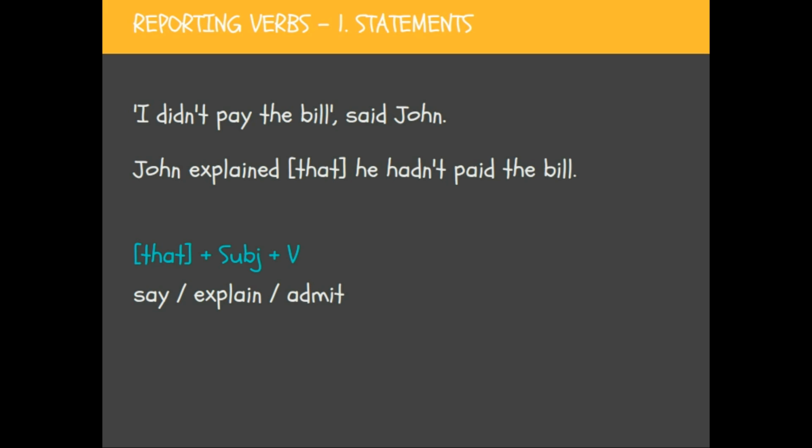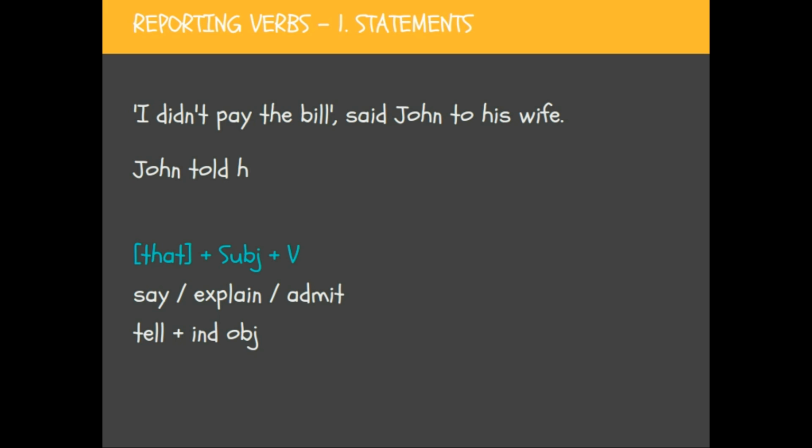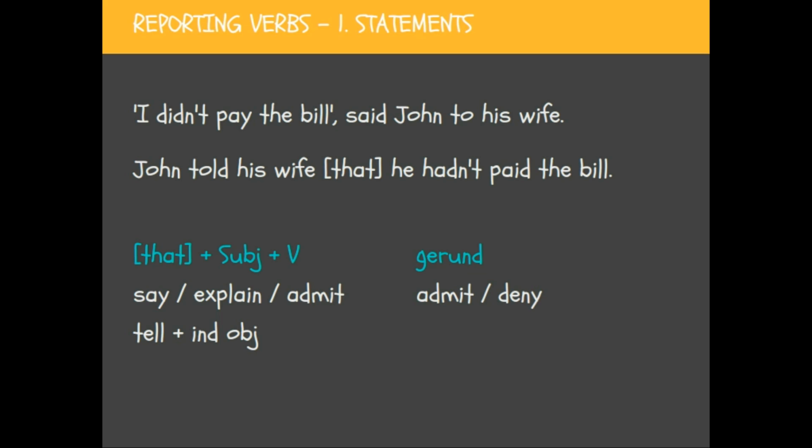I didn't pay the bill, said John to his wife. If we know the person who's being addressed, then we can report the statement using tell and an indirect object. John told his wife that he hadn't paid the bill. Another way to report a statement is to use a verb like admit or deny, followed by a gerund. John admitted not paying the bill.